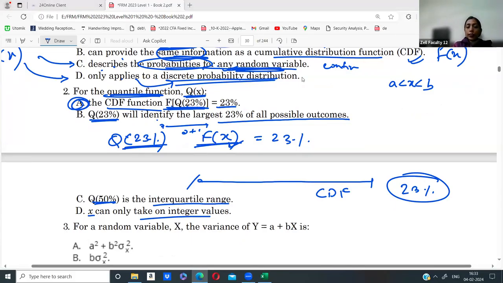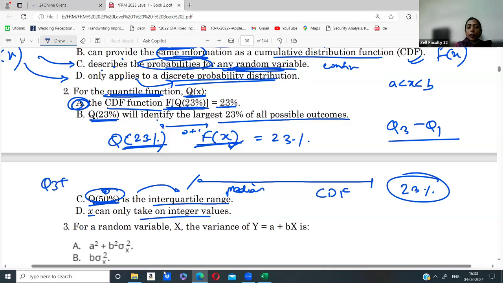Why is the answer not C? Q 50% is the interquartile range. No, Q 50% is the median. Interquartile range is Q3 minus Q1 and not the median. Median is Q3 plus Q1 divided by 2. So therefore C is not the correct answer choice.